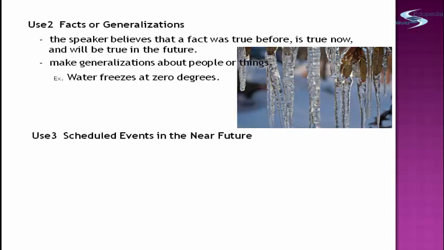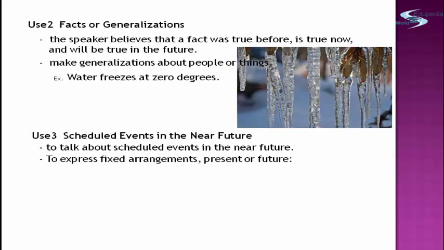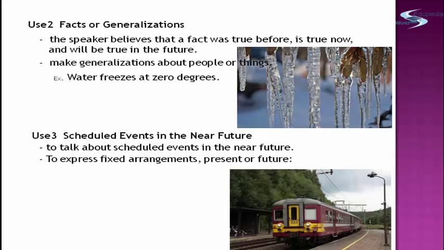Use 3. Simple present tense is used for scheduled events in the near future. It is used to talk about scheduled events in the near future, to express fixed arrangements, present or future. So we have an example: The train leaves tonight at 6 p.m. When will the train leave? Tonight at 6 p.m. But if you notice, the verb is in the present form because this is a scheduled event.